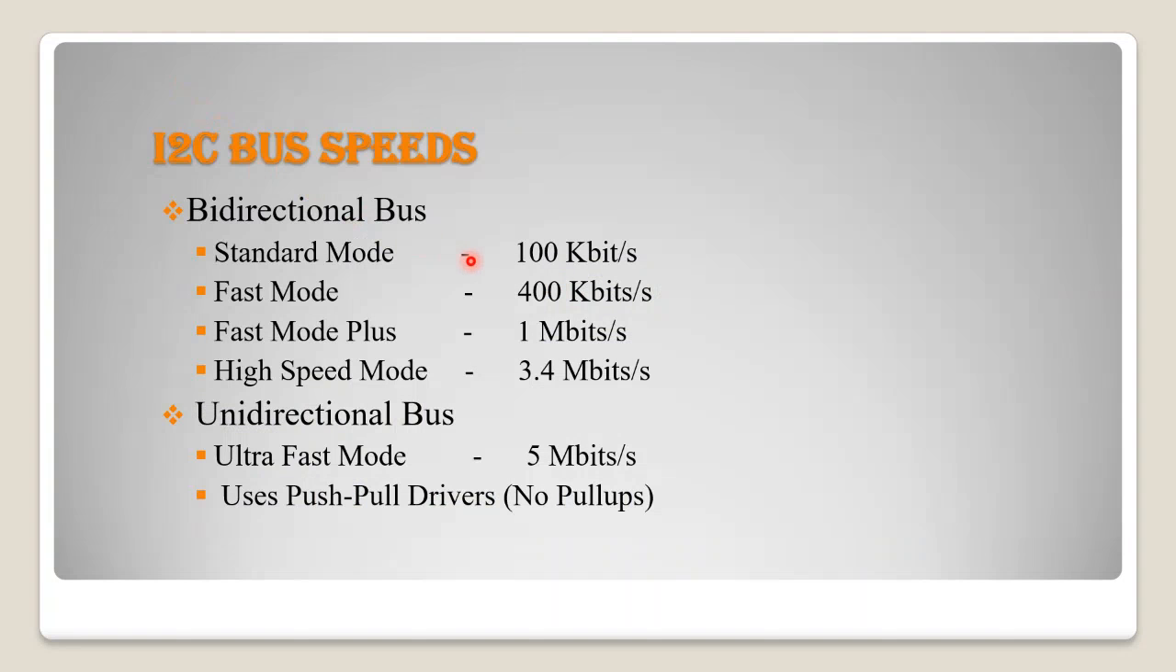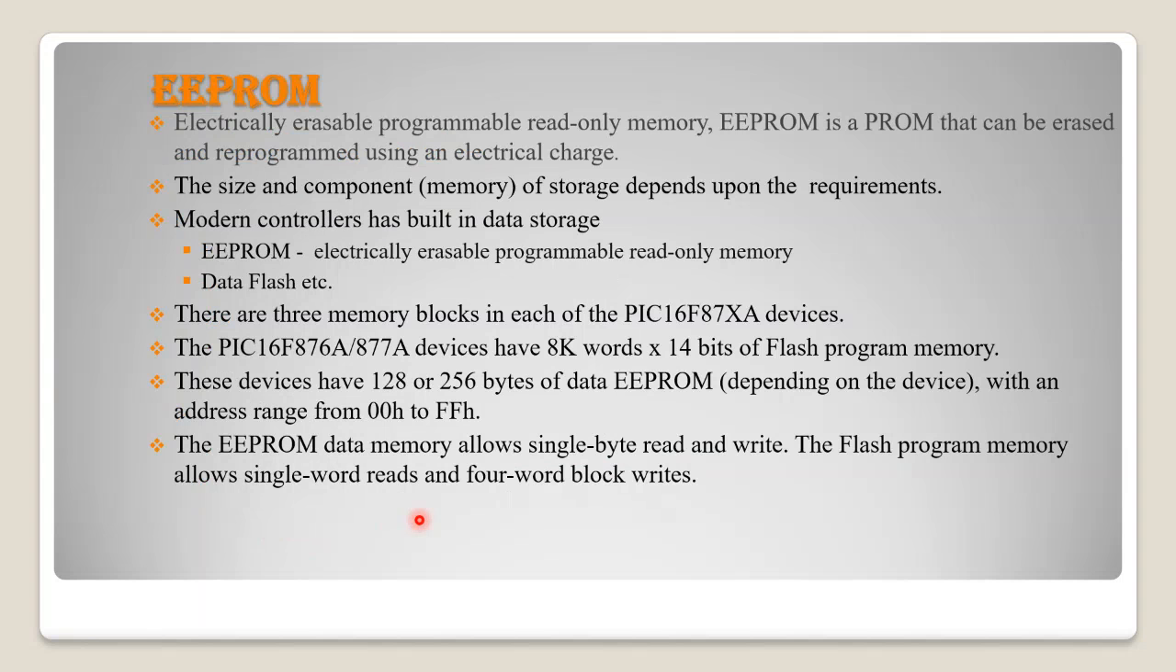I2C bus speeds for bidirectional: standard mode 100 kbit per second, fast mode 400 kbit per second, fast mode plus 1 Mbit per second, high speed mode 3.4 Mbit per second. For unidirectional buses, the ultra fast mode is 5 Mbit per second and uses push-pull drivers.